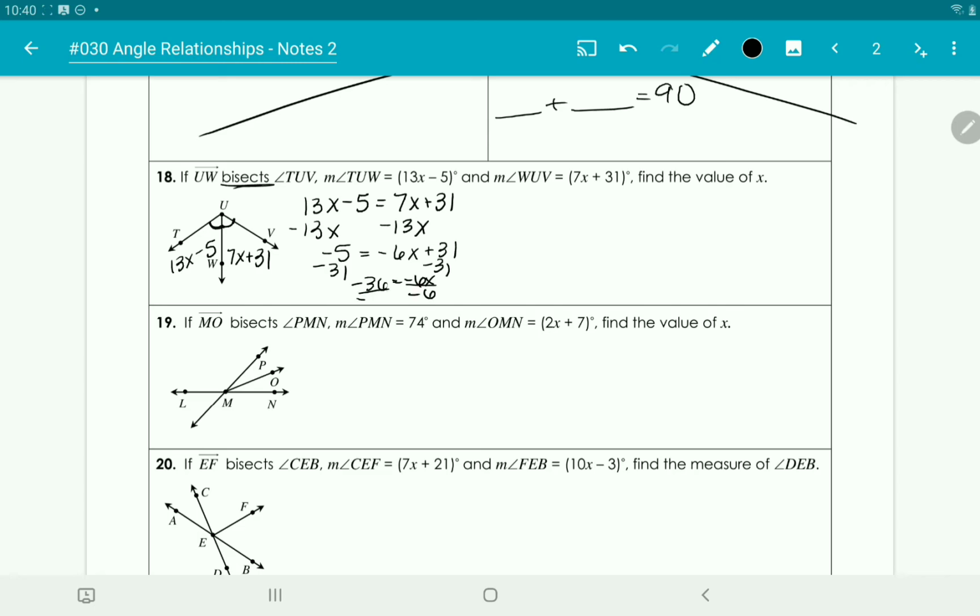Divide by negative 6 gives you x is equal to 6, and you'll get that answer whether you subtracted 13 to the other side or if you subtracted 7. Okay, and that's all we're looking for is x.